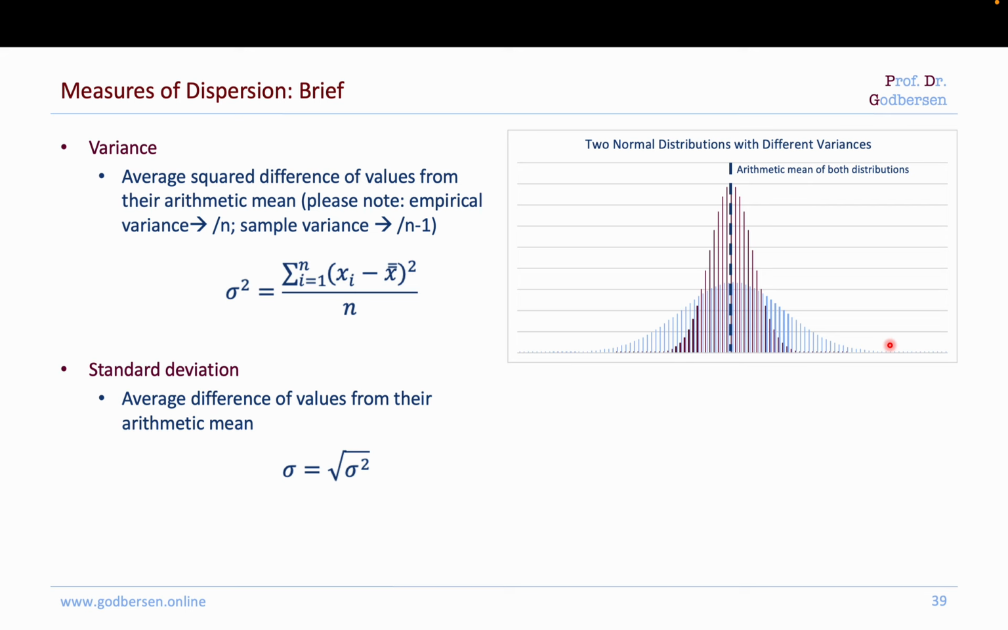We need a measure for this to see, do we have a rather homogeneous distribution? Are they all earning roughly the same? Or do we have a heterogeneous distribution? Are the differences in income rather large? This is where the variance and standard deviation come into play.